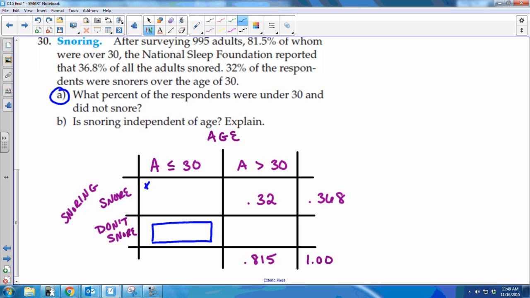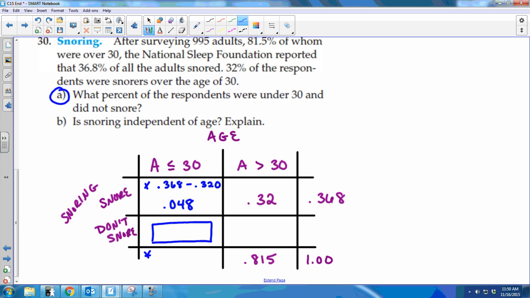We could figure out the percent that were under 30 and snore. So how could I find that number? 0.368 minus 0.32. So we get 0.048. Right, it's pretty much just 368 minus 320, right? Yeah, 48. Questions about that? Where I got that number?